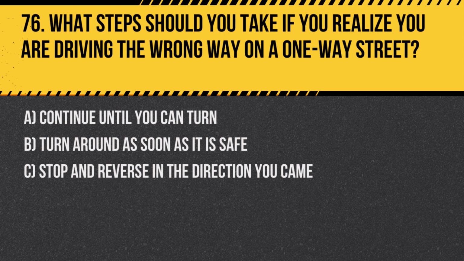Question 76. What steps should you take if you realize you are driving the wrong way on a one-way street? A. Continue until you can turn. B. Turn around as soon as it is safe. C. Stop and reverse in the direction you came.